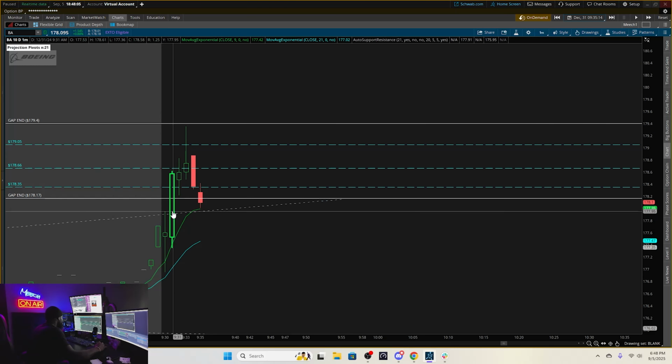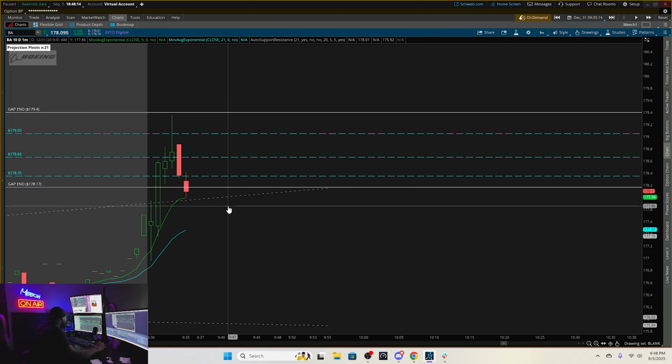So this wasn't the entry. The entry was literally the high of this candle before the start of the gap. And getting in here will fix your risk to reward a little bit better for the play to play out.